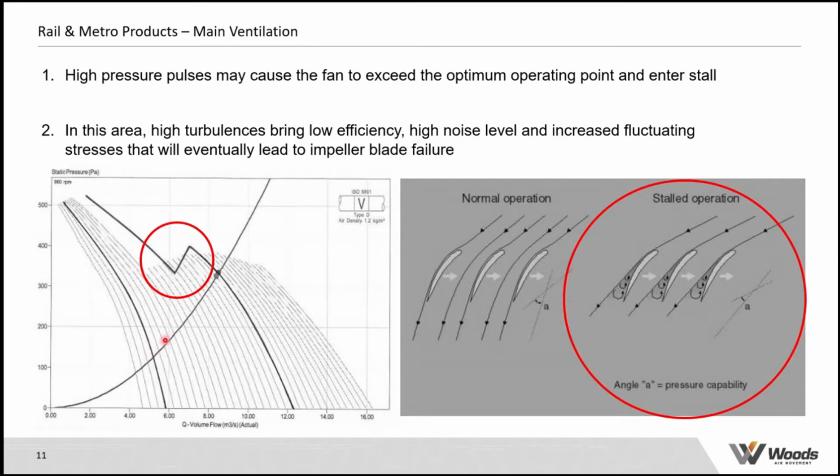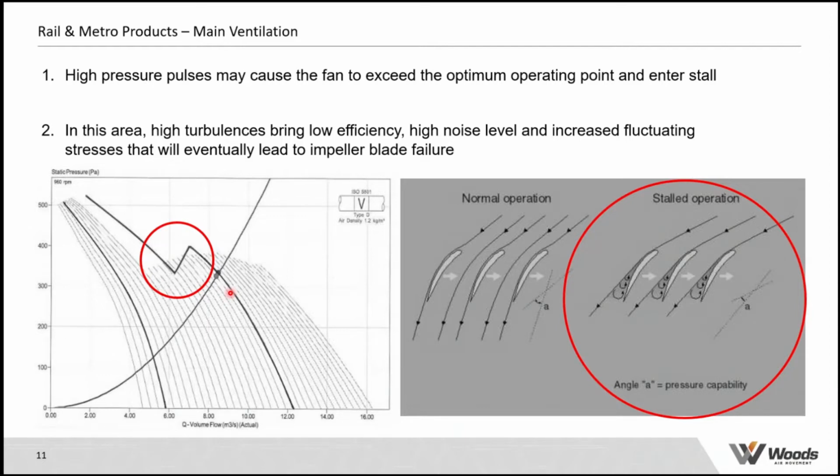This is the relationship between the required volume and system resistance of the system, and it shows how it varies from 0 up to the design operating point. This black line here represents the fan performance curve, and where those two lines intersect is effectively the operating point. It's where the fan performance lines up with the system performance, and that becomes your operating point.